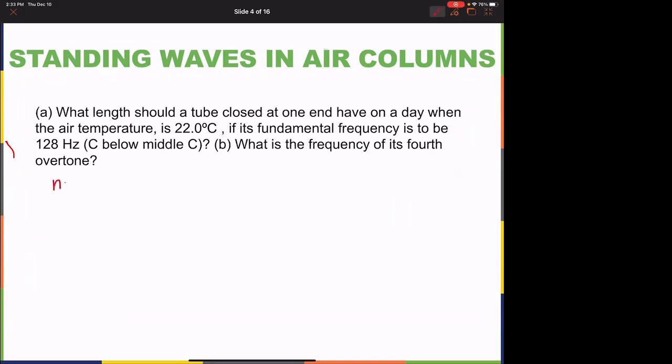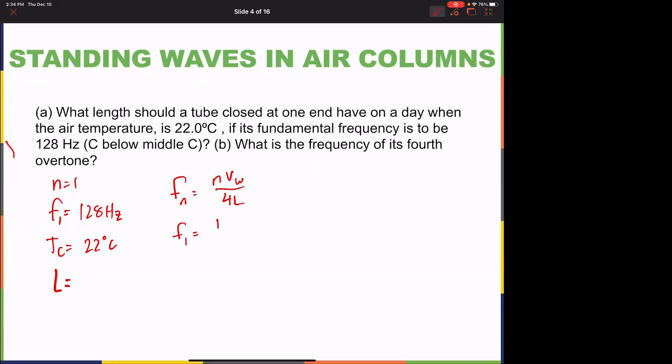Fundamental frequency, that means n equals 1. We know the frequency at n equals 1 is 128 hertz. We know the air temperature is 22 degrees Celsius. And we're looking for the length. So for a closed pipe resonator, Fn equals nv over 4L. F of 1, n equals 1.